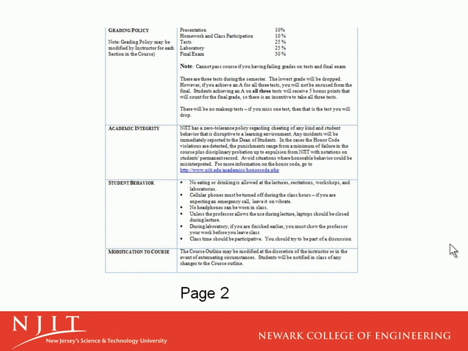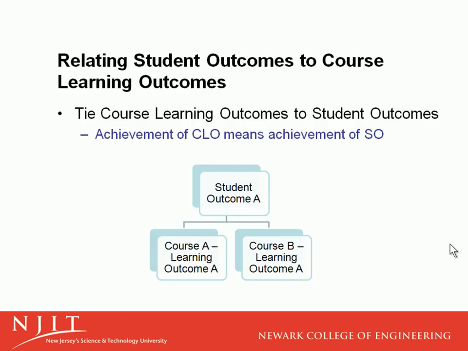The page 2 will also include a grading policy. This is just one example of a grading policy. It should include a paragraph, and this is a suggested paragraph on academic integrity, and should also include a section on student behavior. And finally, at the bottom, there is, I would call, a disclaimer, which basically tells students that you may change some of the course material.